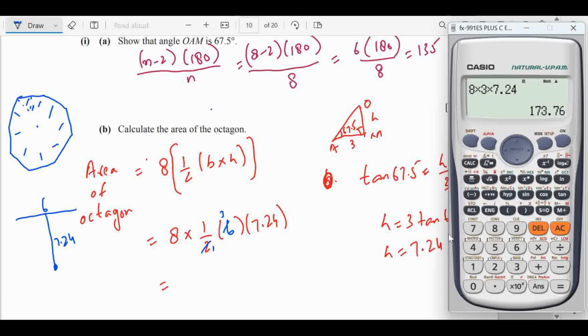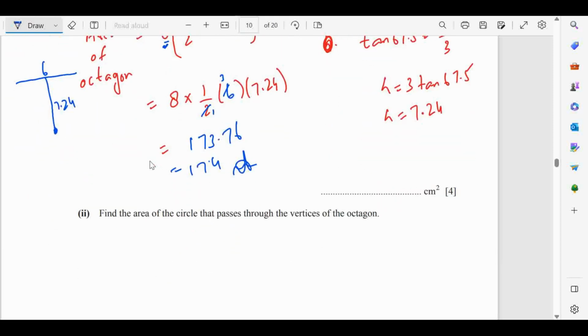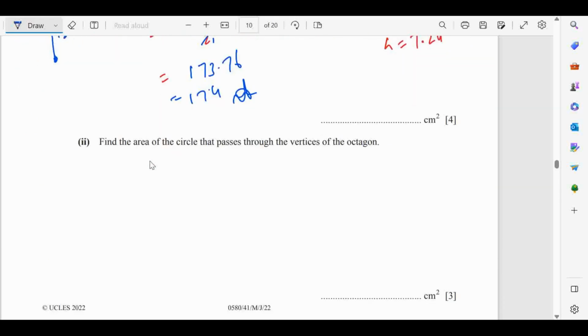So this will be equal to 173.76, which means 174. This must be the final answer. Or we can multiply it with 16 also, because if we are taking 3, it means that we are just finding out the area of one half of the triangle. Let's move to the second part.